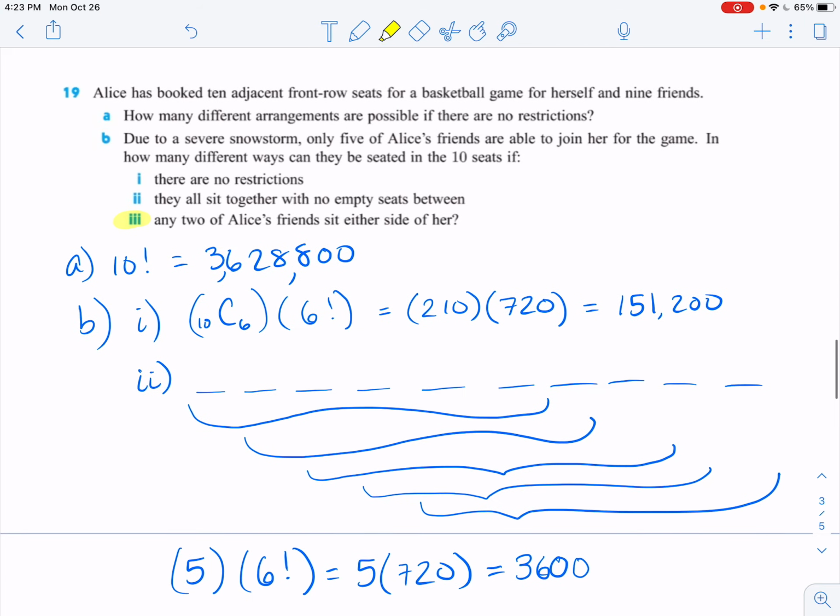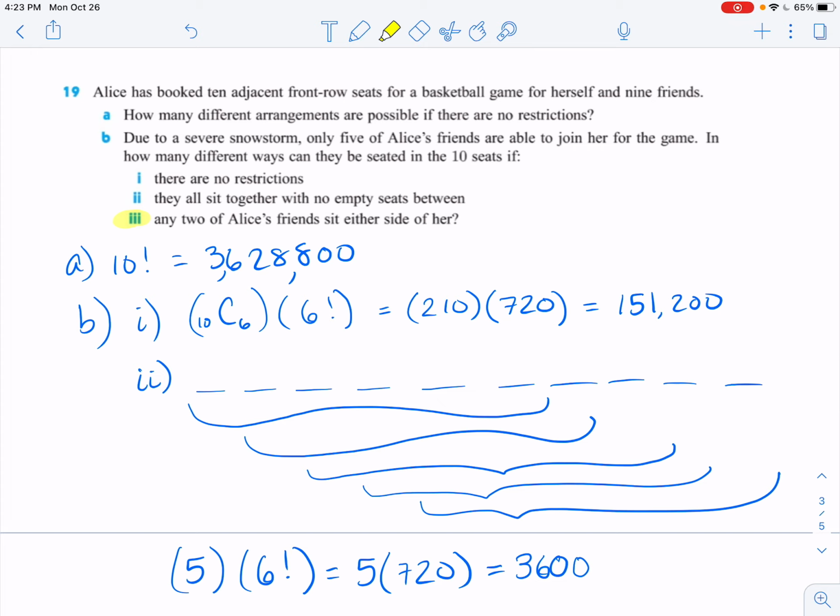Then there was a question on number 19, and it tells us that Alice had booked 10 adjacent front row seats, for a basketball game for herself and 9 friends. I guess we care that they're adjacent; we don't care that they're front row. How many different arrangements are possible?